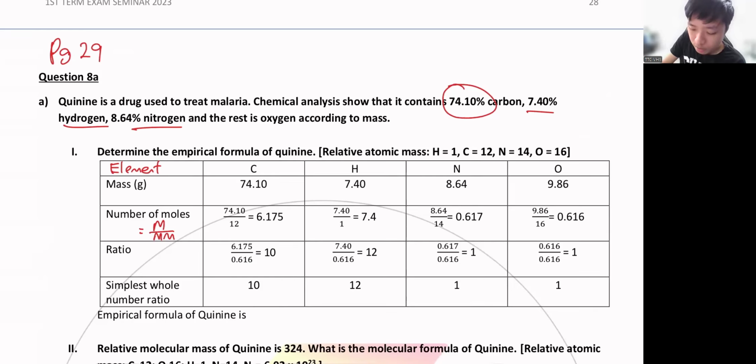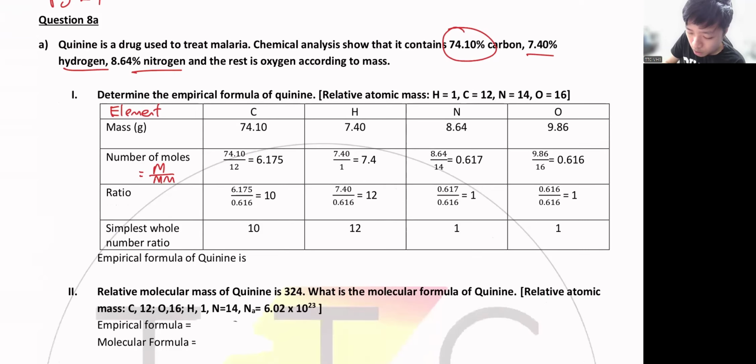Then the formula is C10H12N2O2... actually, it can also be written as C10H12NO. Okay, NO.